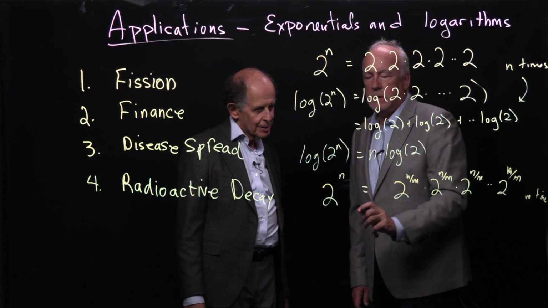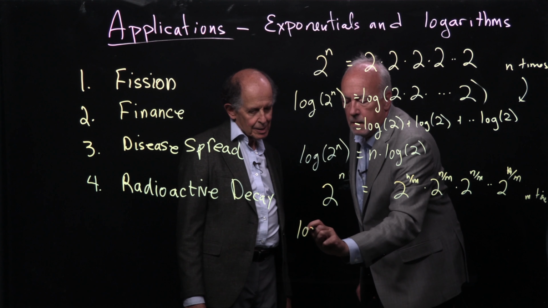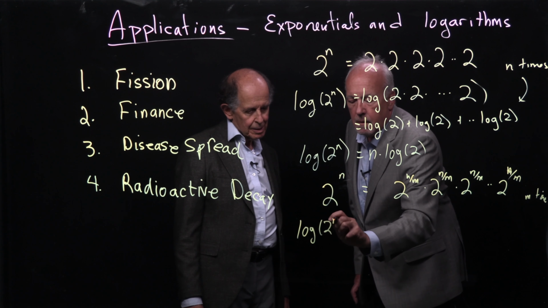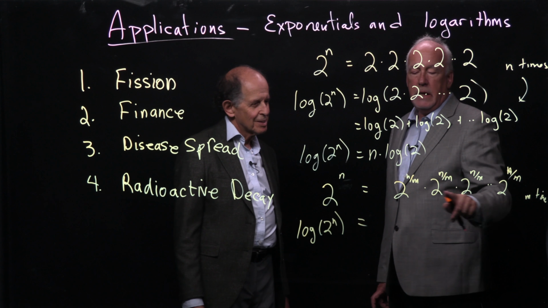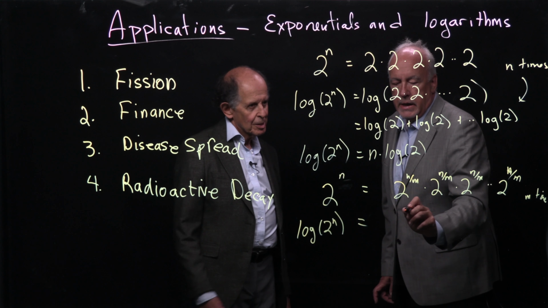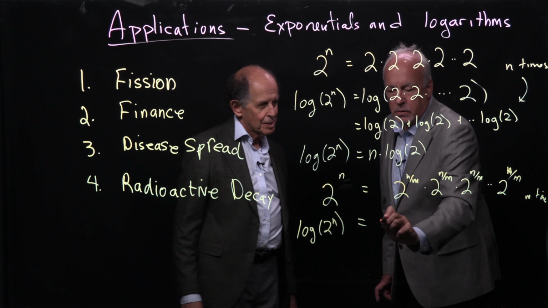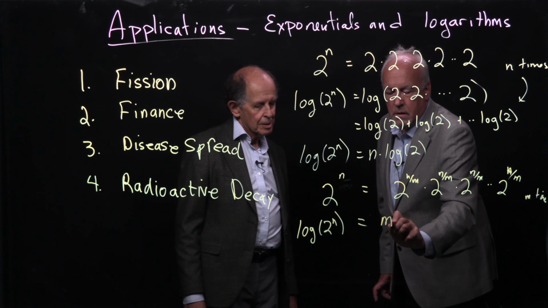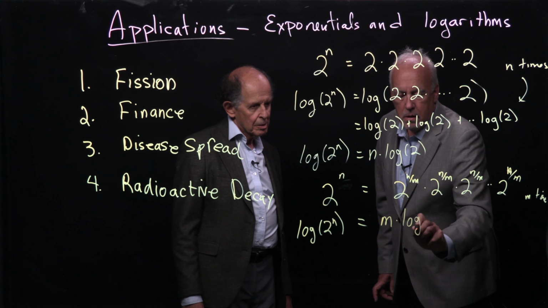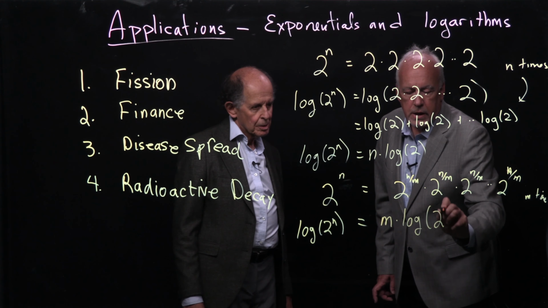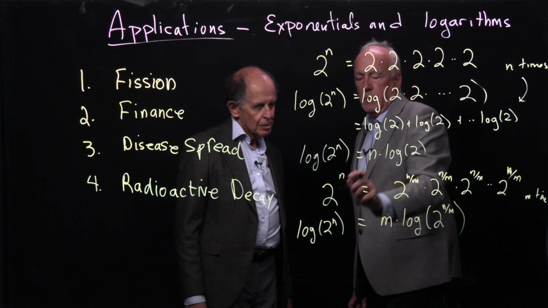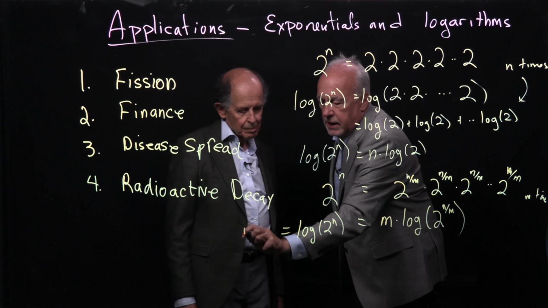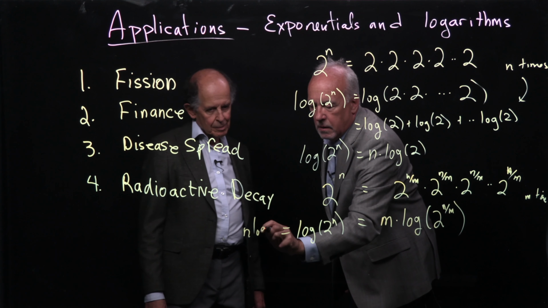Take logs of both sides. Yeah. Log of 2 to the n. Same trick here. I've got m things added up. So I'm going to get an m here times the log of 2 to the n over m. And this guy we had a formula for. This is n times the log of 2.